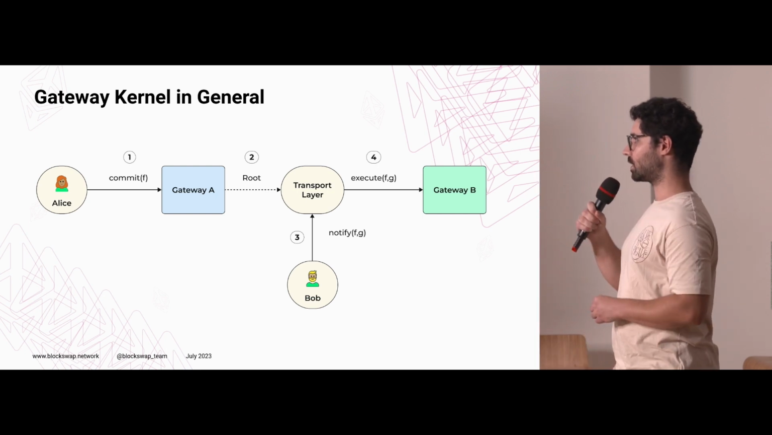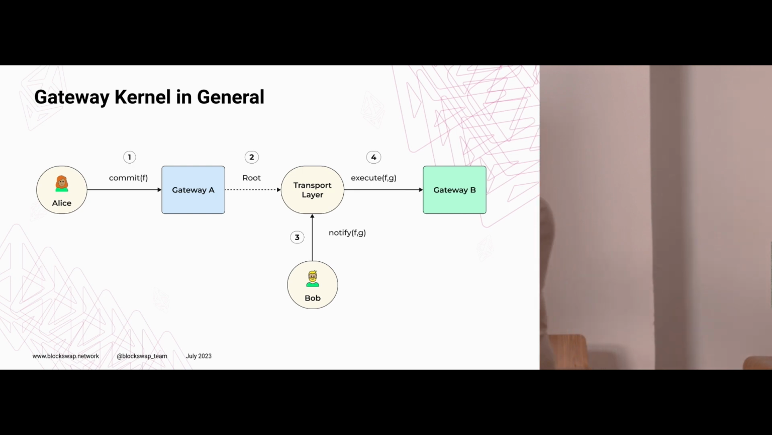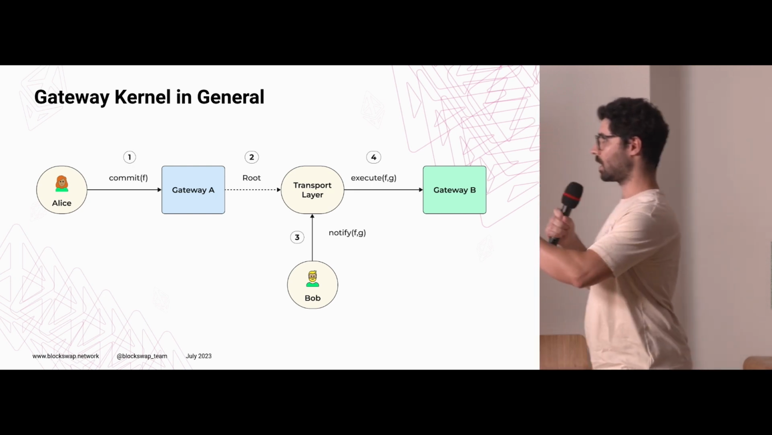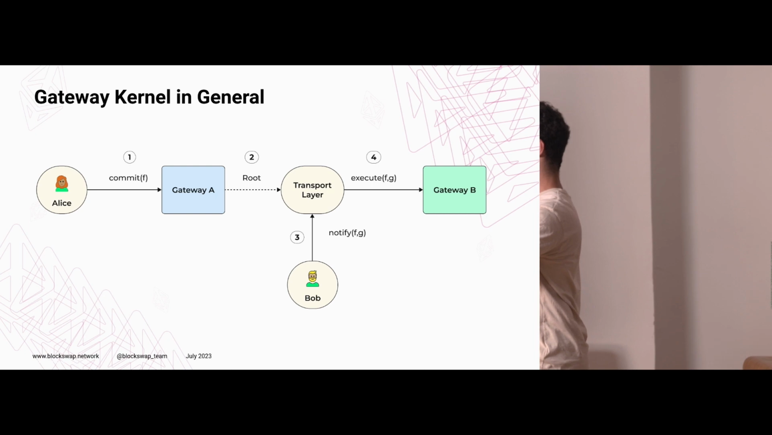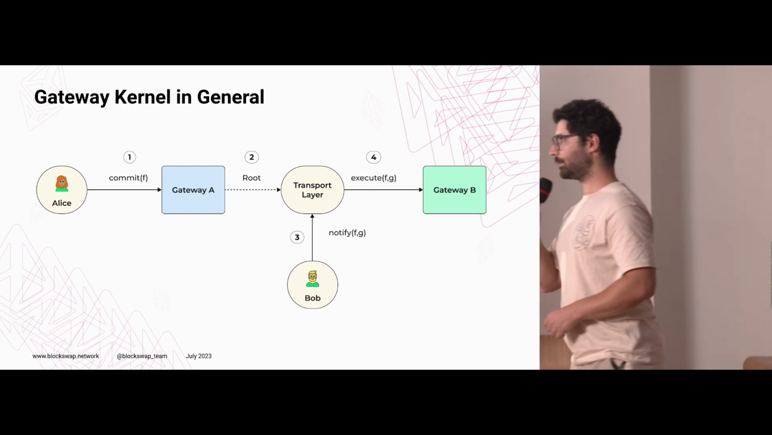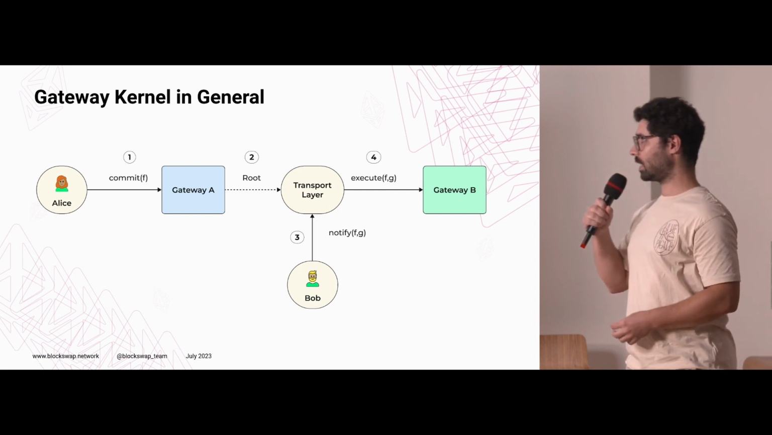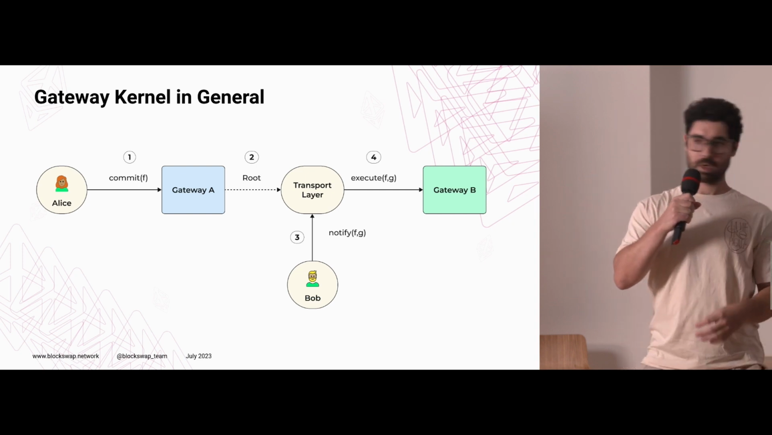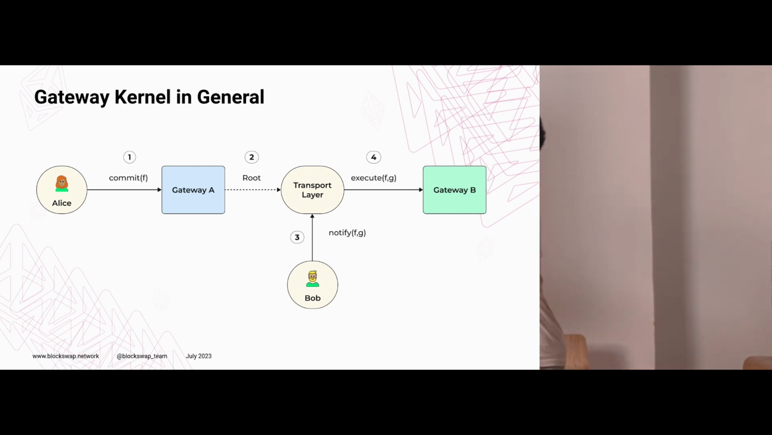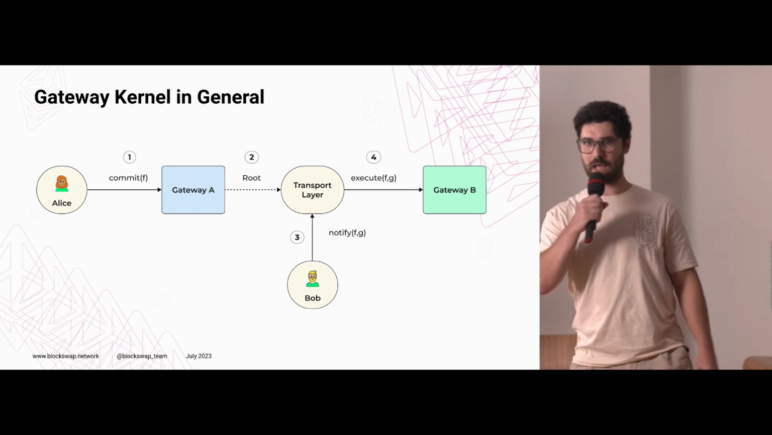Then Bob will notify the transport layer, providing the same intent F as Alice committed before for verification purposes, and then also provide an additional intent G, which will be forwarded to the gateway, and then this F, G state transition will happen on gateway B.